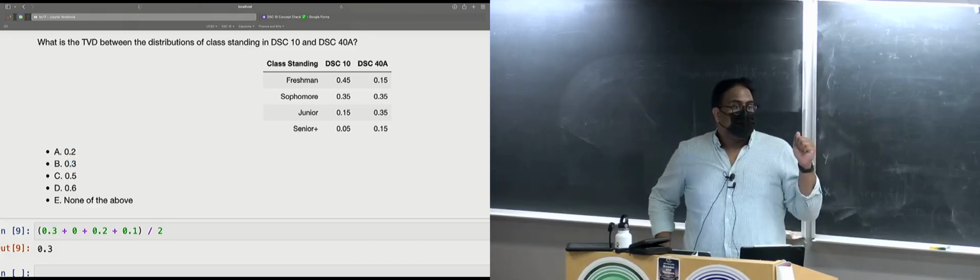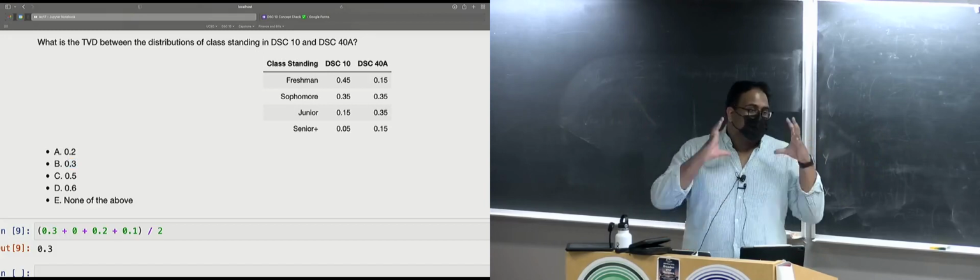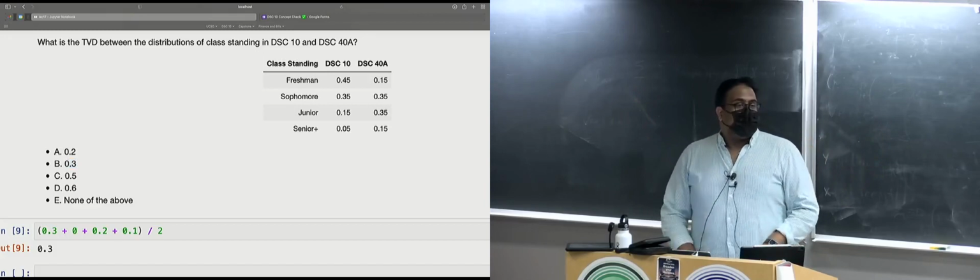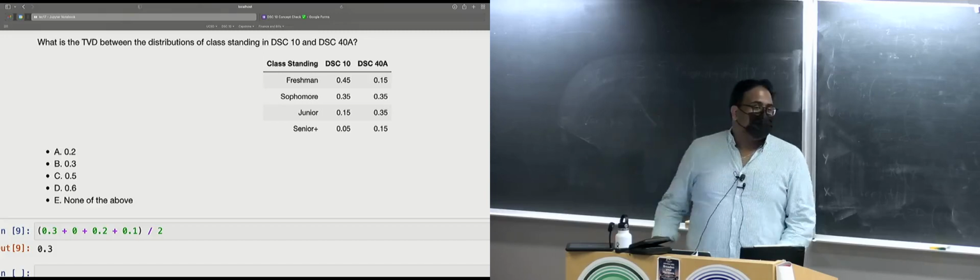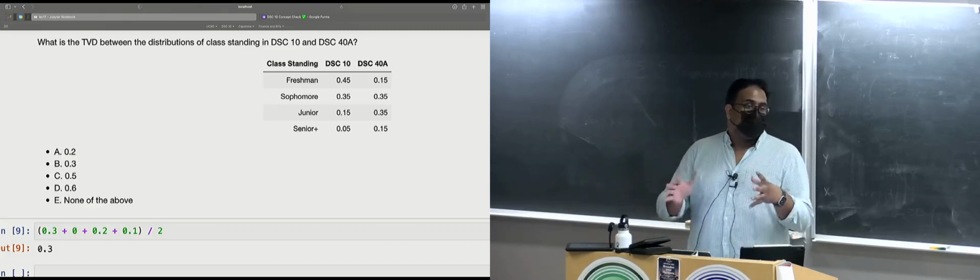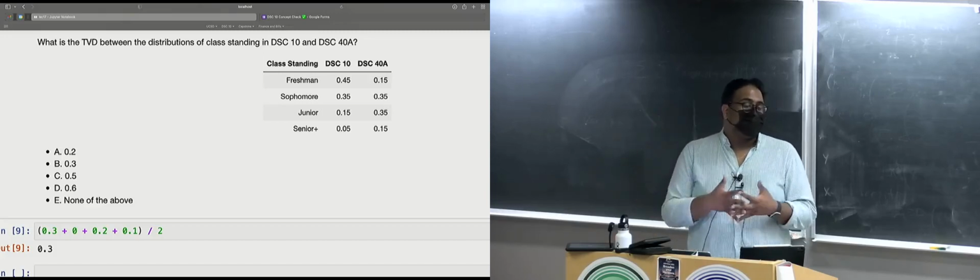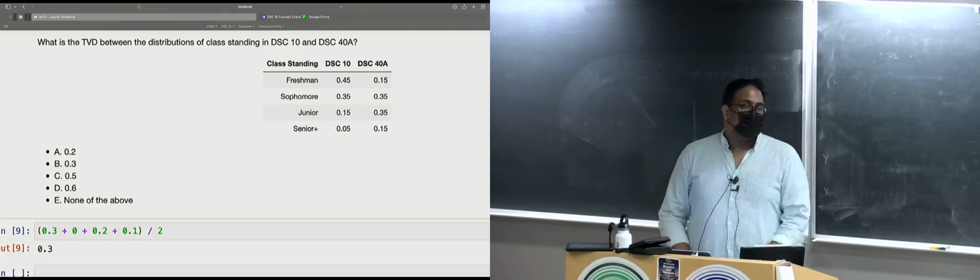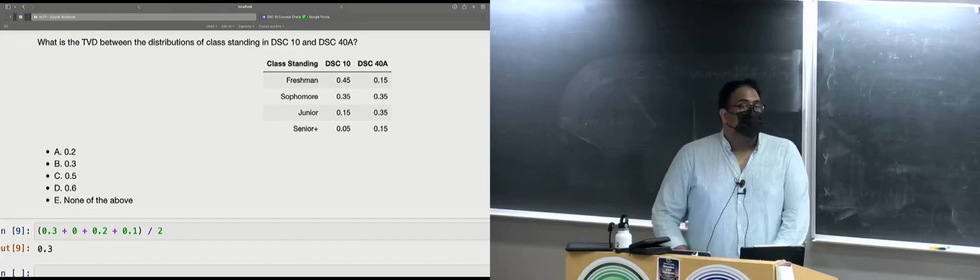Yeah. It is necessary. For the TVD, it is necessary. Conceptually, you could come up with your own test statistic that doesn't divide by 2, and it would also see how different the two distributions are, but that wouldn't be the TVD. But the TVD, you will always divide by 2.